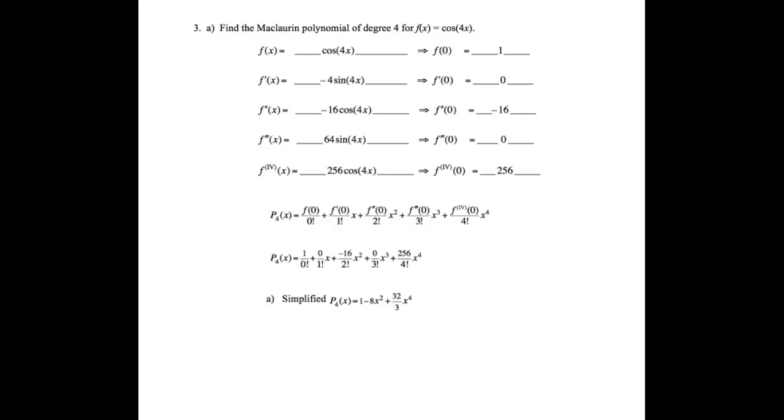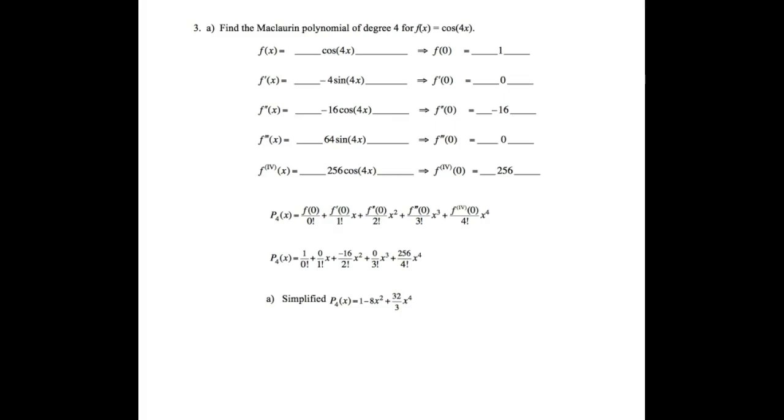Problem 3, Part A. Find the Maclaurin polynomial of degree 4 for f of x is equal to cosine of 4x. So we need to find multiple derivatives, and we have the cosine of 4x evaluated at 0. We're using 0 because it's a Maclaurin polynomial, and Maclaurins always have a center of 0. And you get a value of 1.